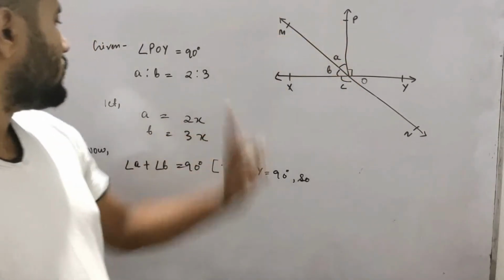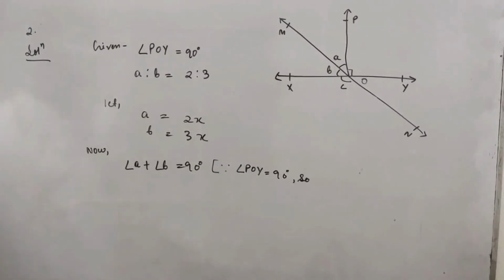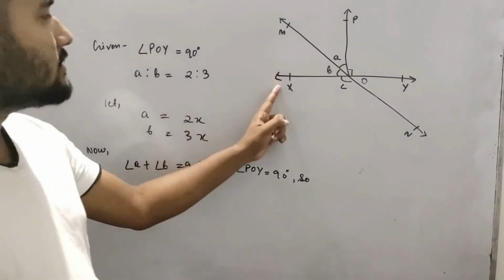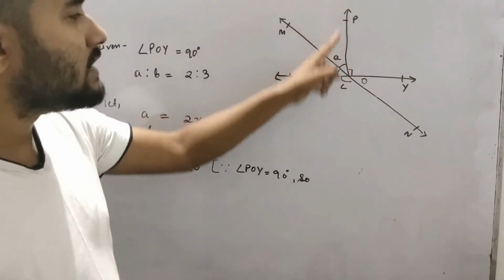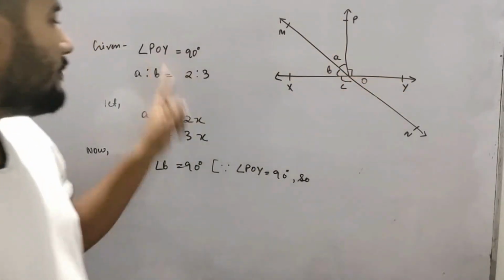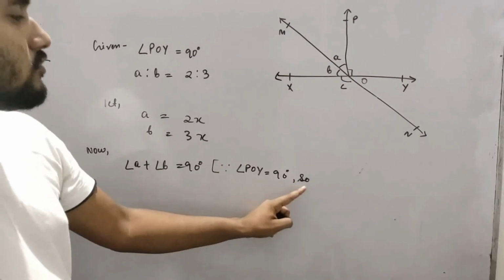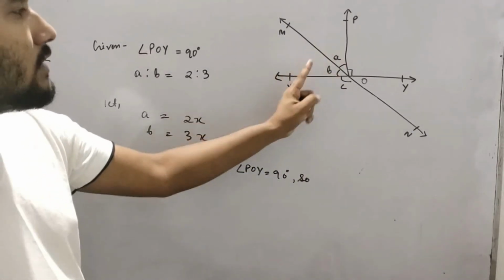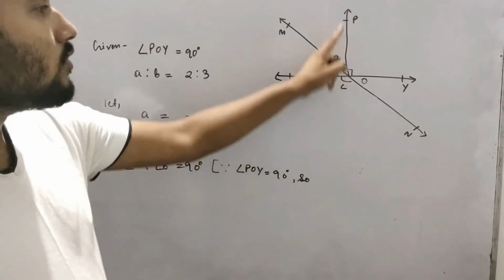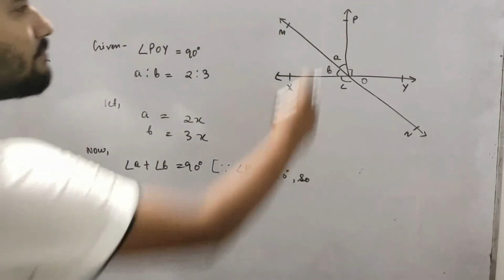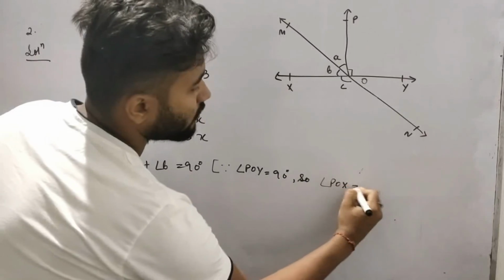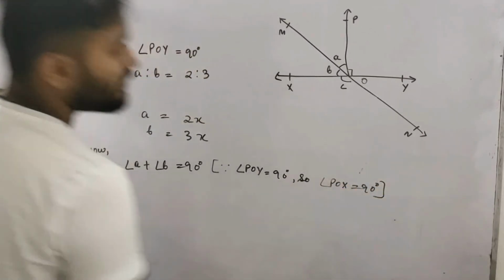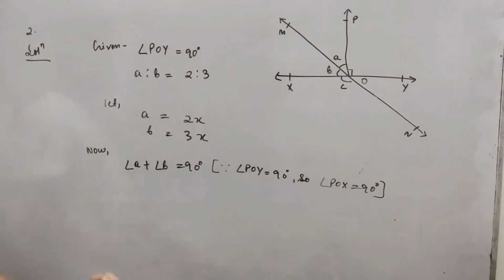XOP. What will be the name of this angle? XOP. This angle name was POY. If POY is 90 degrees, then this part, XOP, or I can say POX, so angle POX will also be 90 degrees. You just say that much, it is sufficient, okay?